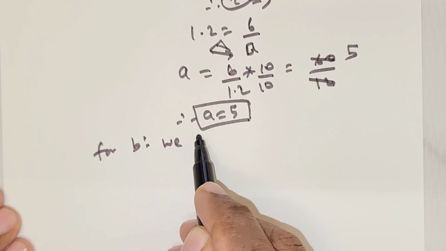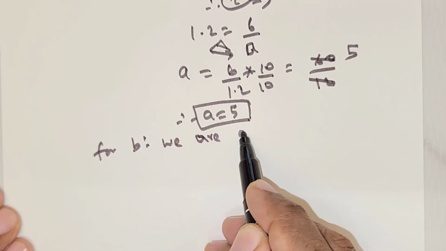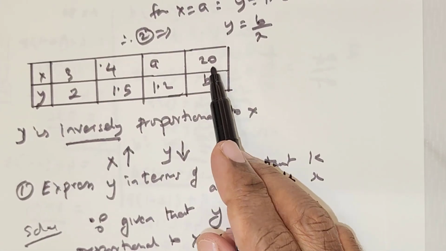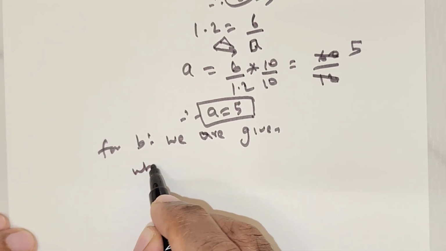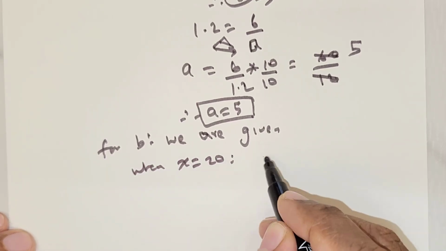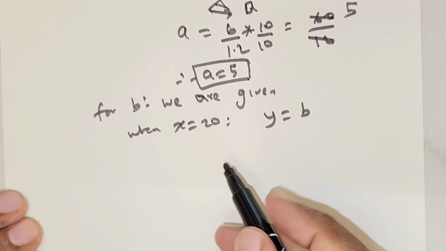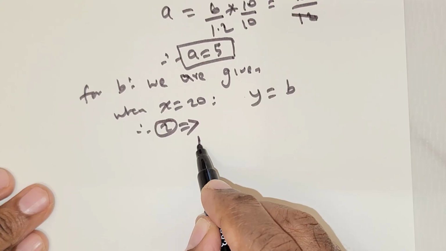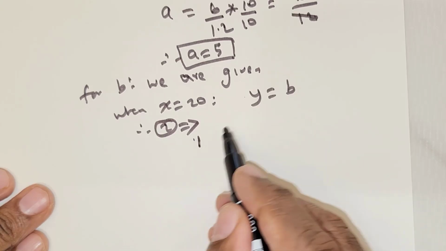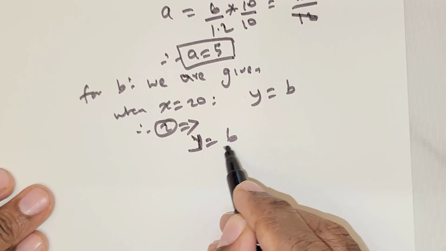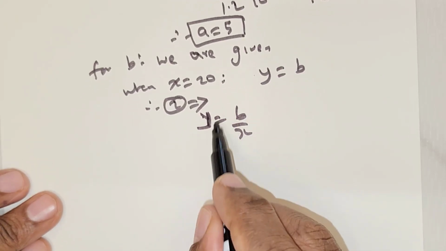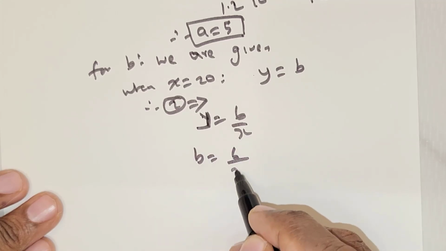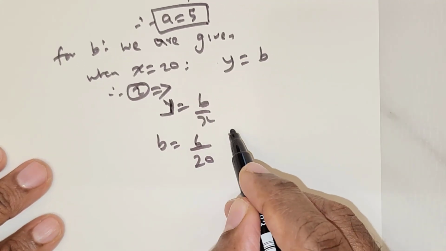For b, what is it that we are given? Go back to the table. When y is equal to b, x is equal to 20. Or I would say when x is equal to 20, y is equal to b. Okay. So therefore y is equal to 6 over x, with x is 20. Just for your reference, I am writing the equation back again. So b is equal to 6 over 20. We need to get the value of b.